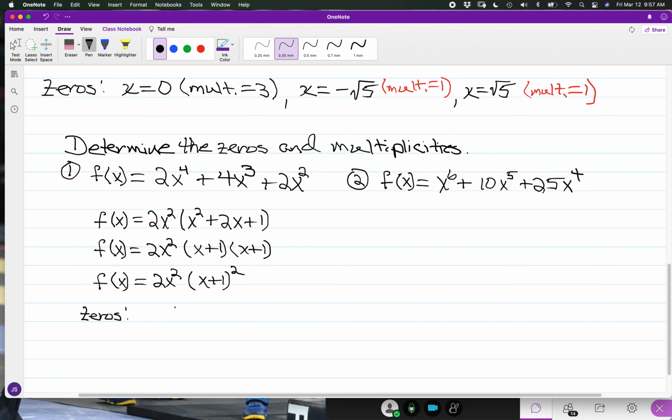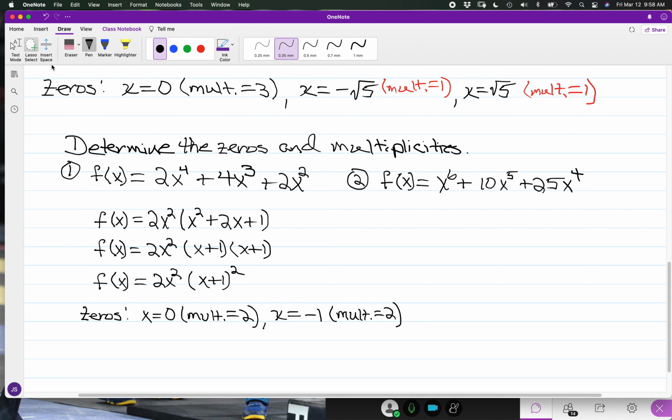Now we're going to have the zeros. Okay, so from 2x squared, the variable factor we had to be x. So from x, we have x equal to 0. And since x is squared, the multiplicity is equal to 2. And for x plus 1, if I set this equal to 0, I have x is equal to negative 1. And since we have x plus 1 raised to the second, we have that the multiplicity is equal to 2 as well.